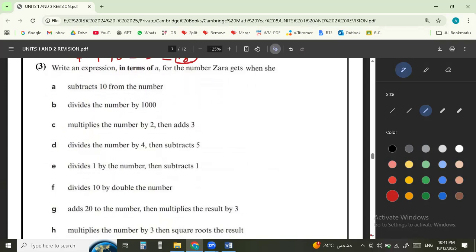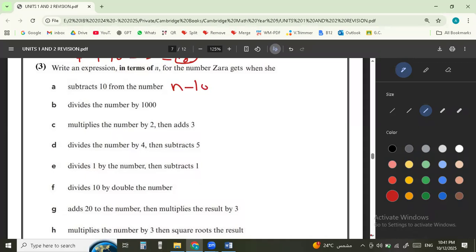They want you here to write an expression in terms of n for the number Zara gets when she subtracts 10 from the number. They said the number is n. Subtract 10 from the number, so it is n. Subtract 10 means minus 10. It is not 10 minus n. It is n minus 10. I subtracted 10 from the number. That means you minus 10.